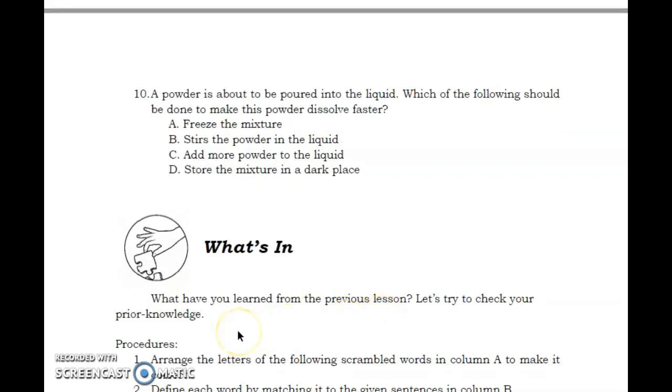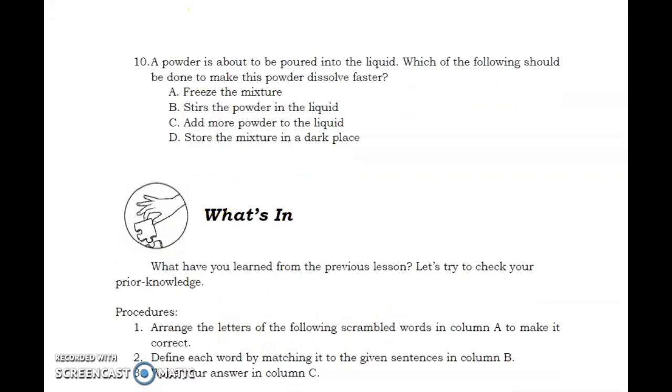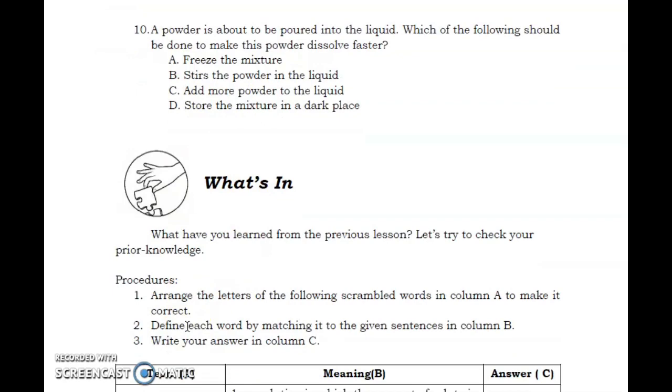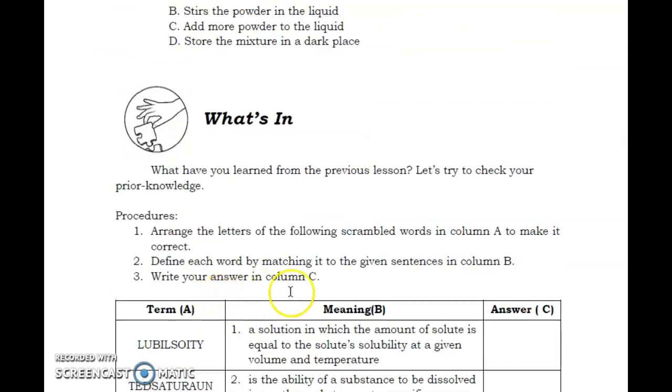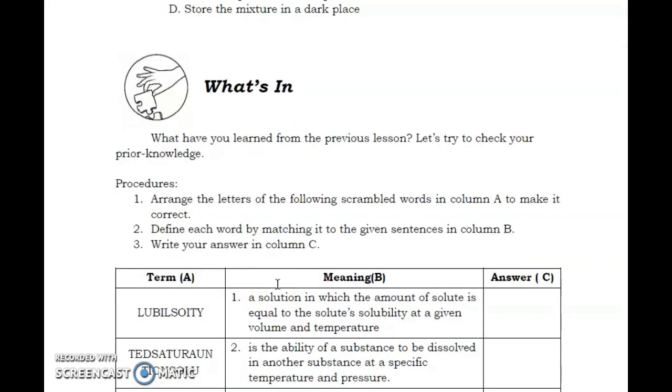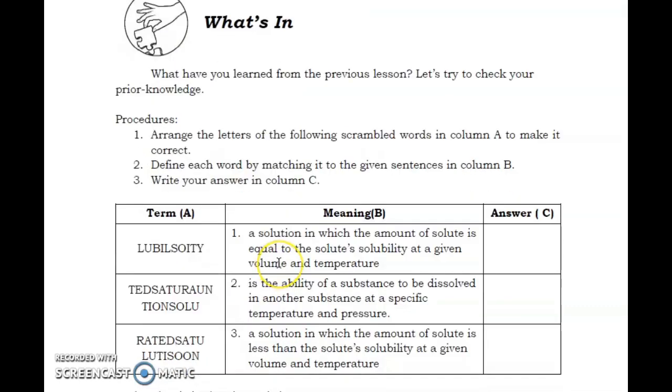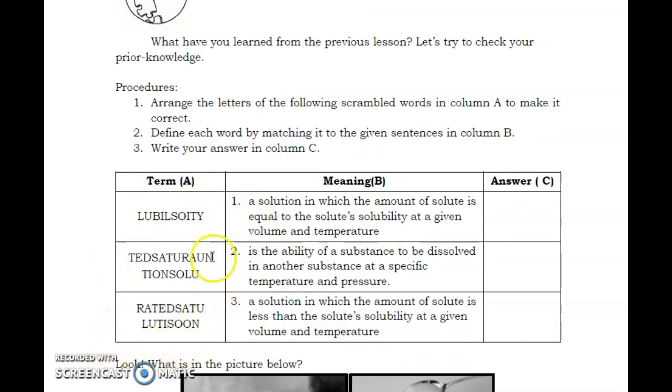Let's try to check your prior knowledge. Let me read the procedures. For number 1, arrange the letters of the following scrambled words in column A to make it correct. Procedure 2, define each word by matching it to the given sentences in column B. And for number 3, write your answer in column C. For column A, here are the scrambled letters or words, so you're going to arrange them. In column B, given here are the sentences or statements that you're going to match with the words in column A. Write down your answer on the third column, column C.